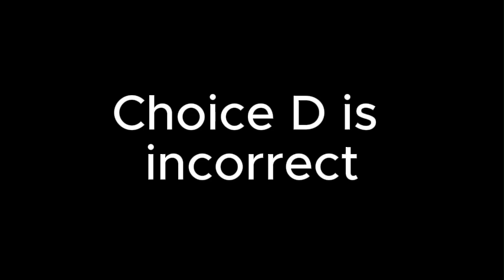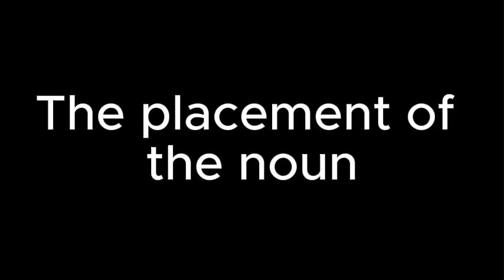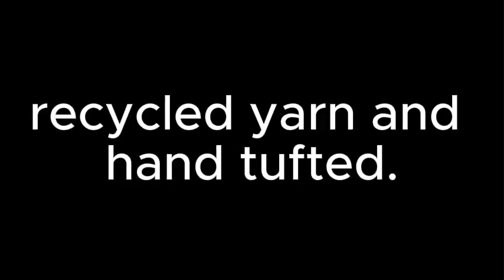Choice D is incorrect because it results in a dangling modifier. The placement of the noun Alexandra Kahiyoglu immediately after the modifying phrase illogically suggests that Kahiyoglu is woven from recycled yarn and hand-tufted. Question 5.